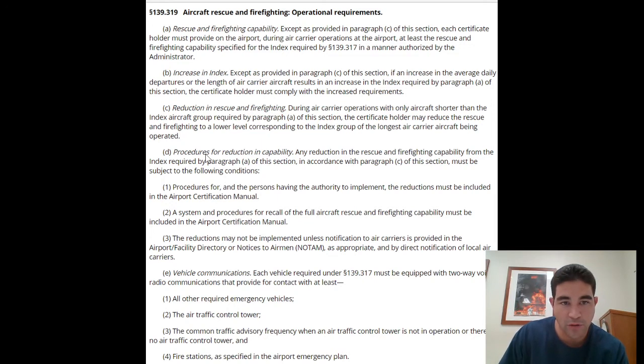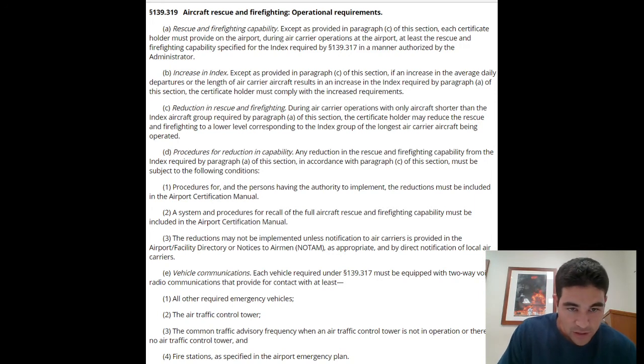Okay, so if you're going to do a reduction in capability, it has to follow these three. So it has to be included in your airport certification manual. So the whole airport needs to know, your airport manager needs to know, and it has to be put on paper. A system and procedure for recall of the full ARFF capabilities must be included in your ACM.